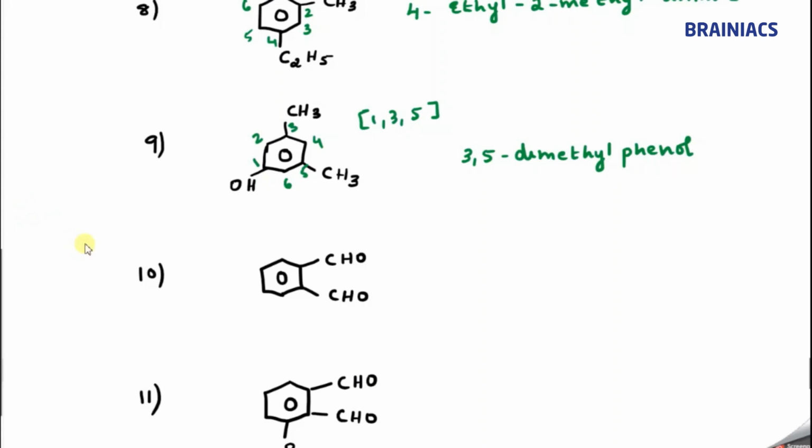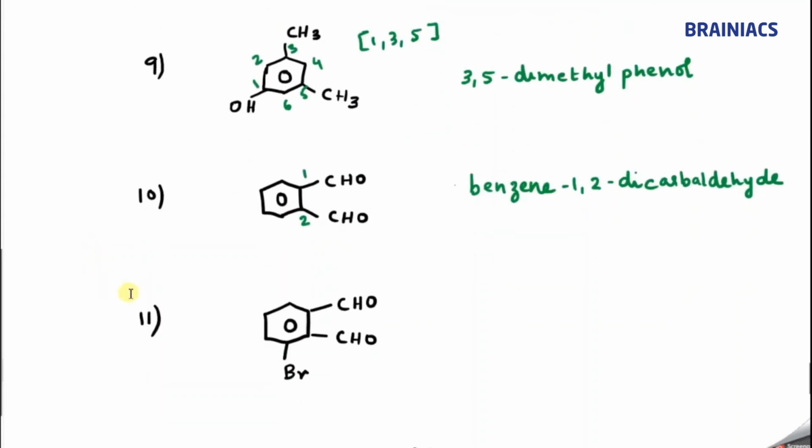So again here you can number it 1, 2. So I can say benzene-1,2-dicarbaldehyde. Benzene 1,2 dicarbaldehyde. Correct? Okay. Now let's do the next question.